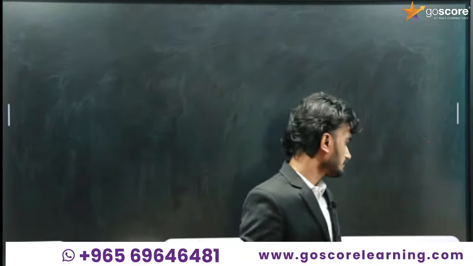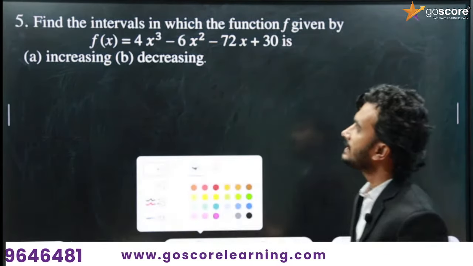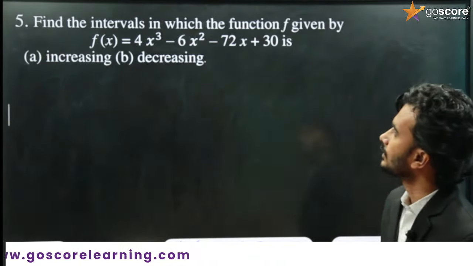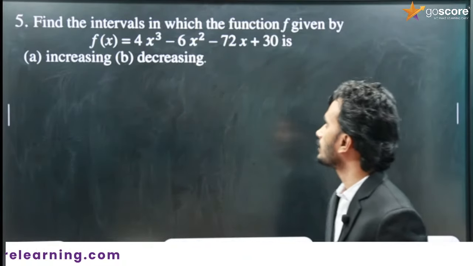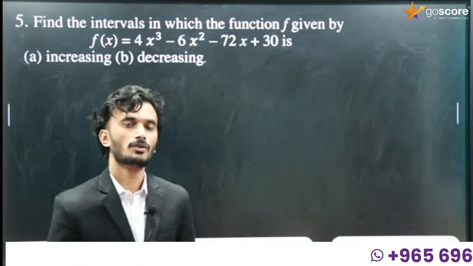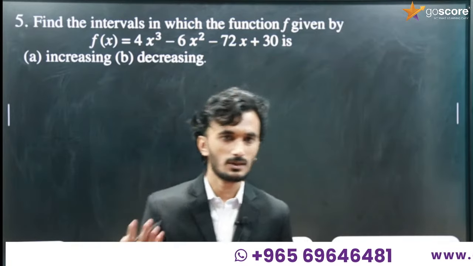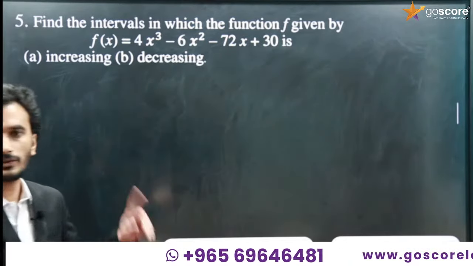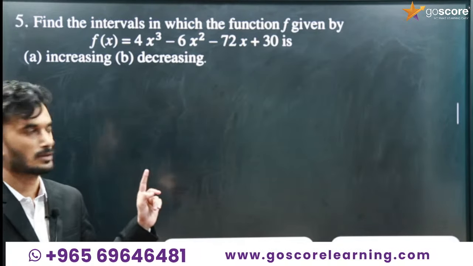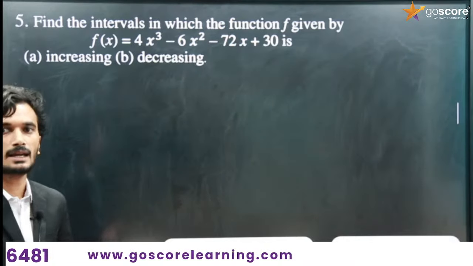Next question. Find the intervals in which the function f given by f of x is equal to 4x cube minus 6x square minus 72x plus 30 is increasing and decreasing. We want to check whether this function is increasing, decreasing, or neither, and find these intervals.